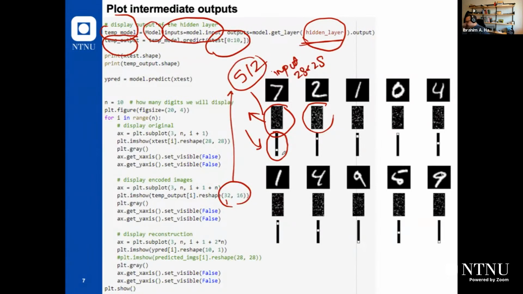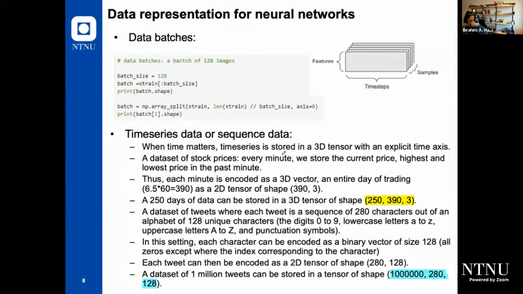So in this case, we can get access. If you want to get access to those intermediate values, it will be nice. It might be something exciting to see for your problem. Last time we talked about data representation for neural networks.